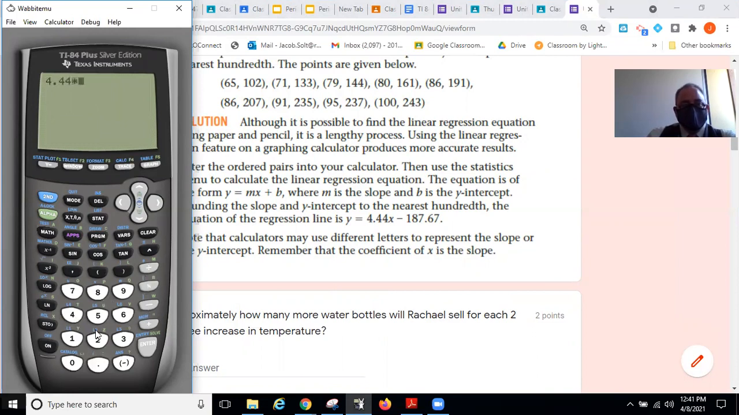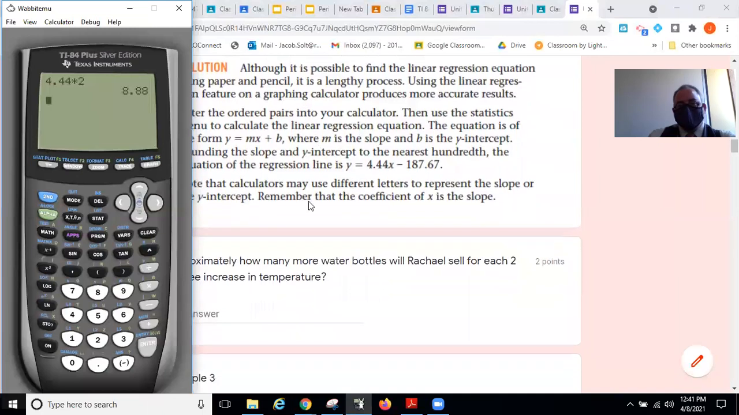So what we can do here is say 4.44 times 2 should be 8.88, right? She'll sell approximately 9 more bottles of water if the temperature goes up 2 degrees. So the answer for this one is between 8.88 and 9. Normally I would tell you to say 9 with this kind of question, because you can't sell 0.88 bottles of water. But I won't take off if you say 0.88. That's fine. So let me give you an idea of what this is, because we're about to do this next.